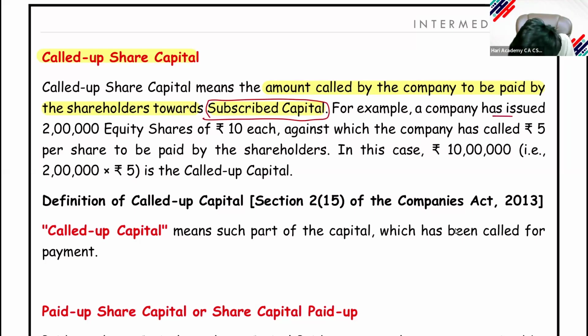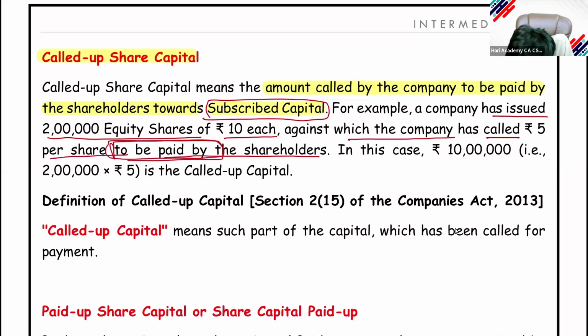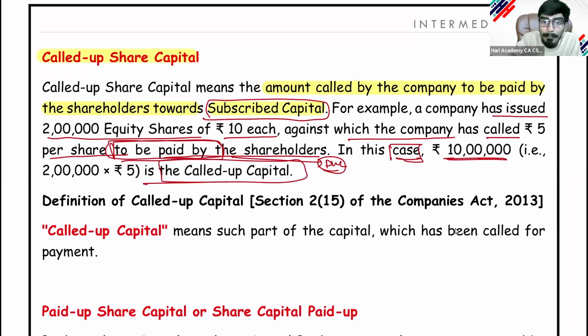For example, a company has issued 2 lakh equity shares of rupees 10 each, against which the company has called only rupees 5 per share to be paid by the shareholder. To be paid means they are asking, it is a due. They are asking the shareholder, they are not getting it from the shareholder. In this case, 10 lakh, that is 2 lakh into 5 rupees, will be your called up capital. Called up, I am calling it.